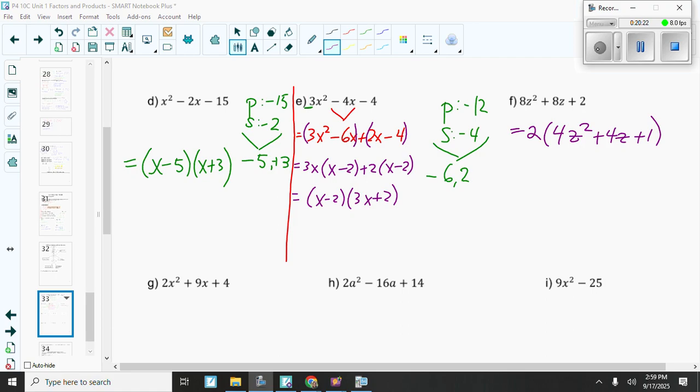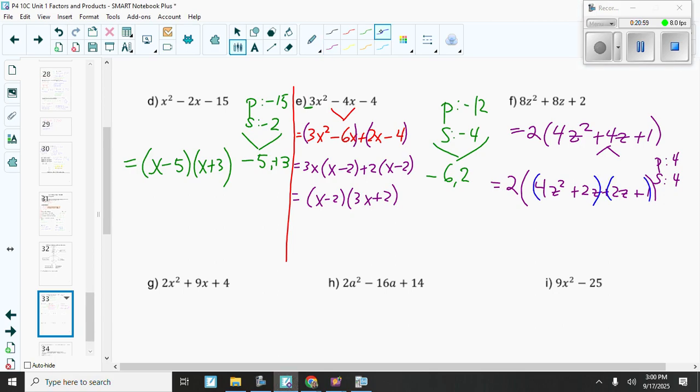In this case, we're doing product sum. Two numbers that multiply to give me 4 and add to give me 4. We should see that 2 and 2 works well. So we have to break apart this middle term. This 2 just continually lives outside of the brackets. It just sits out there until the very, very end. So we go 4z squared plus 2z plus 2z plus 1. Then we do grouping.